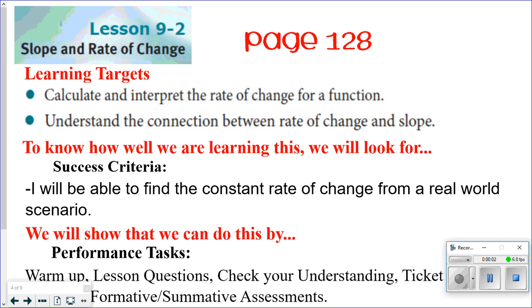Hey everyone, go ahead and grab your book, open it up to page 128. We're in lesson 9.2, covering slope and rate of change. So our learning target today is we're going to calculate and interpret the rate of change for a function, and we're going to understand the connection between rate of change and slope.